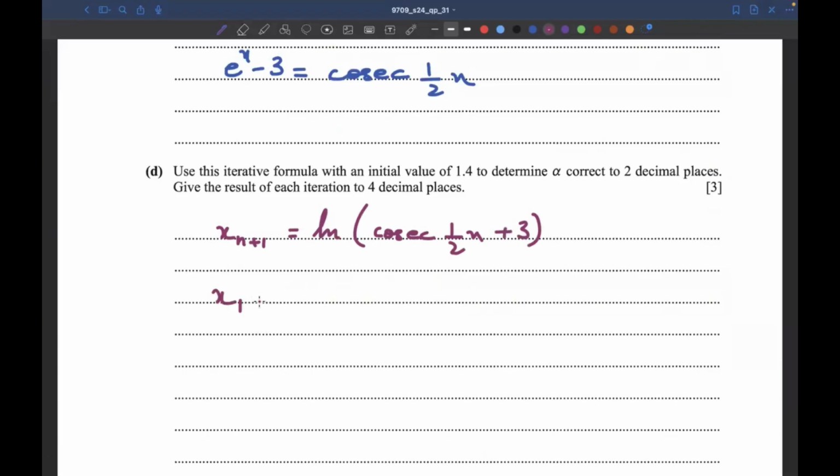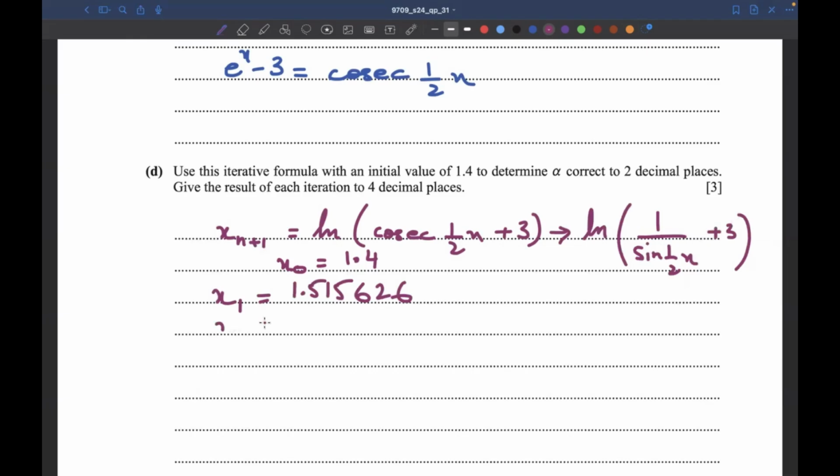The first value we'll get is when we take x equal to the initial value of 1.4. Now substituting this in the calculator, we can simplify it and write it as ln of 1 upon sine half x plus 3. So in the first step, we'll do sine of bracket 1.4 divided by 2, 1 divided by answer, plus 3, and then ln of answer. So we are getting 1.515626, and we have to give our answer to 4 decimal places, so we can write it as 1.5156.